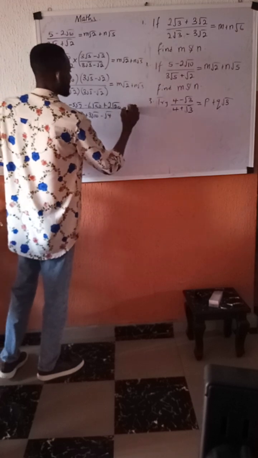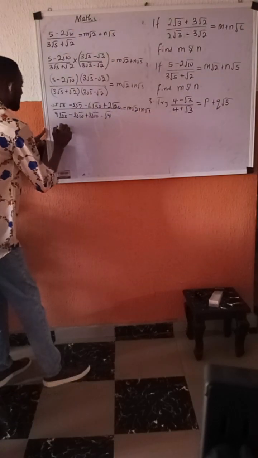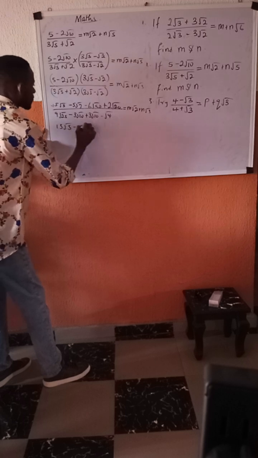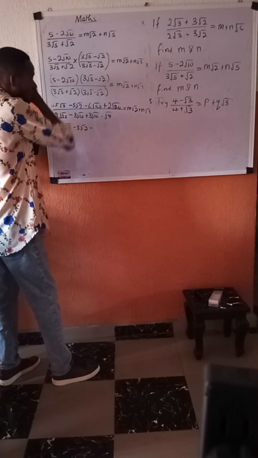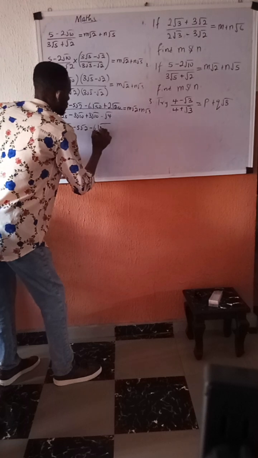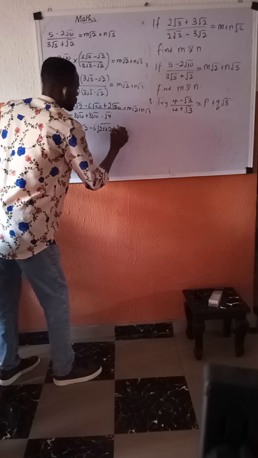We are told that this is n root 2 plus n root 5. So of course, this thing becomes 15 root 5 minus 5 root 2 minus. This 50 can be broken down into 25 times 2. So I have 6 times the square root of 25 times 2 plus. Here I have what? 2.